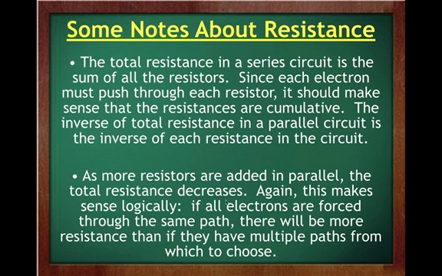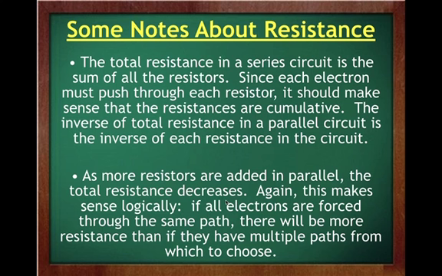Think about this a little bit logically again. All of your electrons are not being forced through the same path. They have multiple paths to choose from because you're set up in parallel. Because of that, the resistance overall is lowered, because the current has a choice of which way it's going to go. If all electrons are forced down the same path, there's going to be more resistance, but if they have multiple paths, there's less resistance.